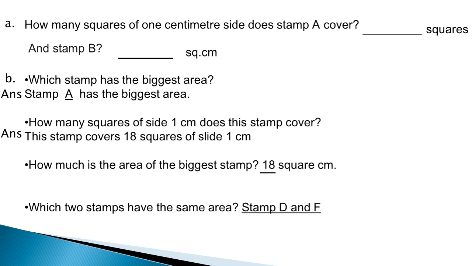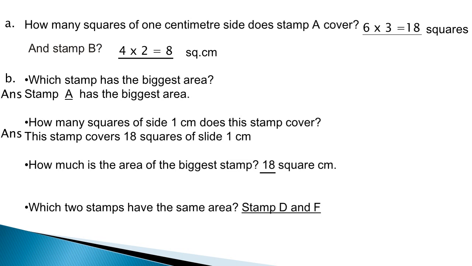First question is, how many squares of 1 centimeter side does stamp A cover? Stamp A we discussed already. How many squares were there? 18 squares were there, so the answer is 18. How did we get it? Length into breadth, that is 6 into 3 is equal to 18. 6 centimeter was the length, 3 centimeter was the breadth. And what about stamp B? If you look at stamp B in your textbook and count, you will get the answer: 4 multiplied by 2 is equal to 8. 4 is the length, 2 is the breadth. The answer is 8 square centimeter.